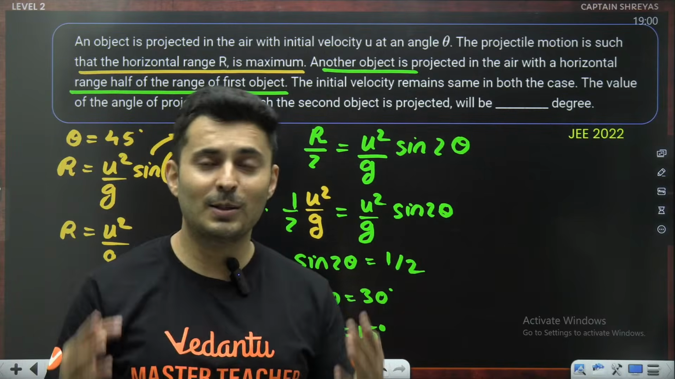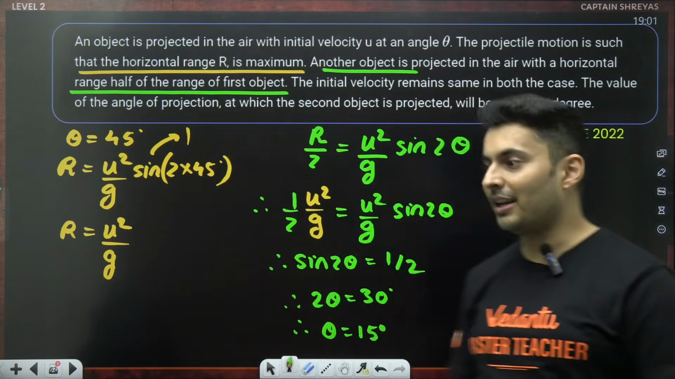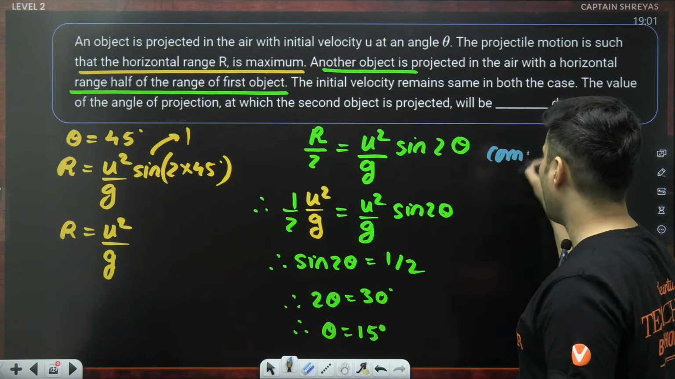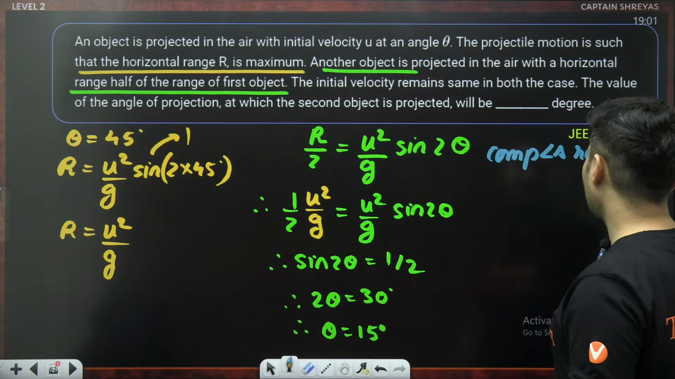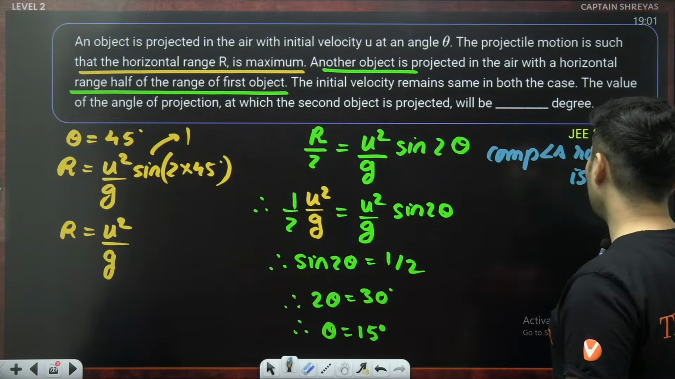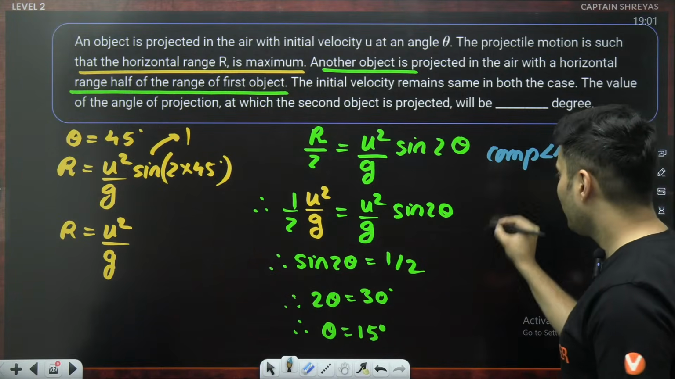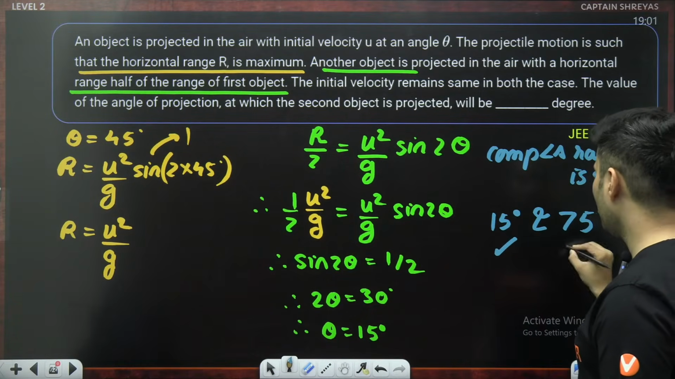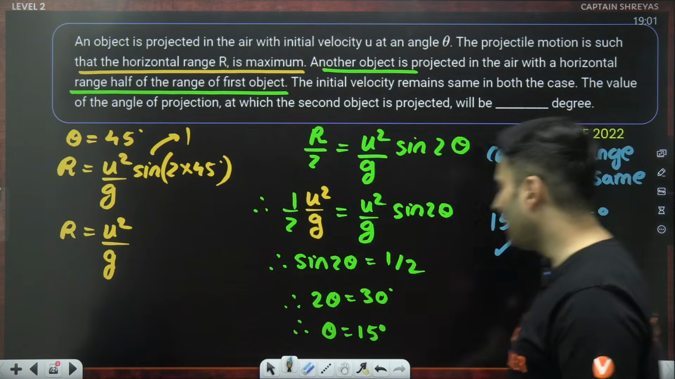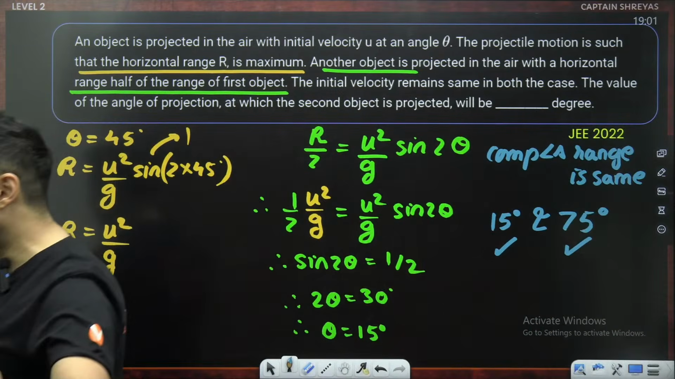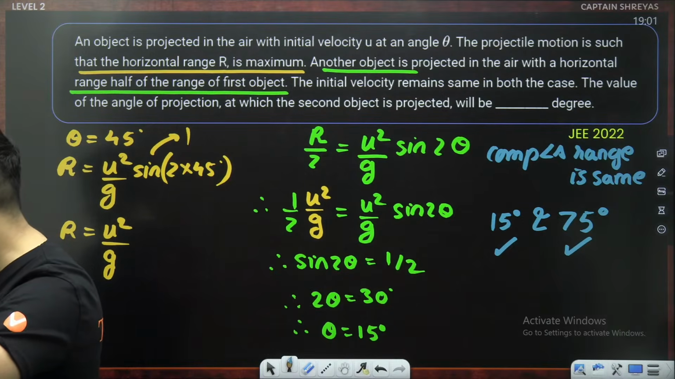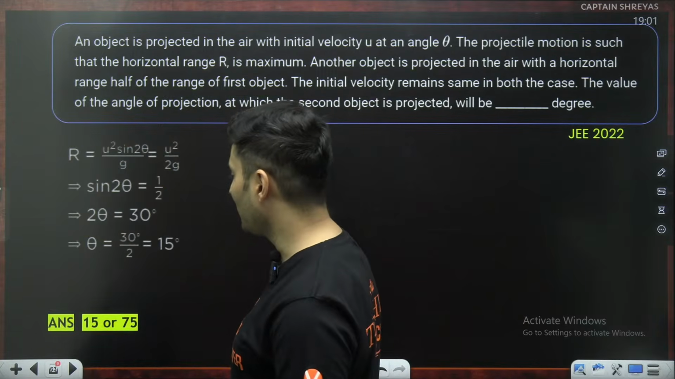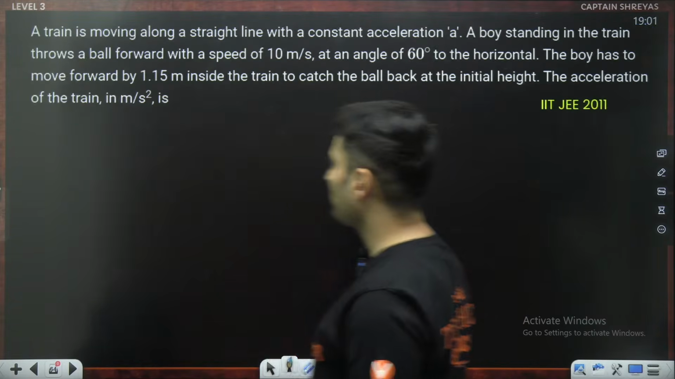But that is why this is a previous year question. The answer is not 15 degrees alone. Remember, complementary angles, range is same. Range is going to be same. So there are two answers for it. One answer is 15 degree and the other answer is 75 degree. This is also correct. 15 degree and 75 degree. A lot of people only write the answer as 15 degree, but that is not the only correct answer. That's why it's a previous year question. Two answers are there. Okay, 15 or 75.